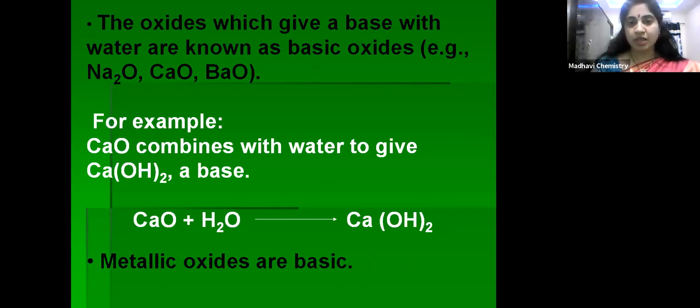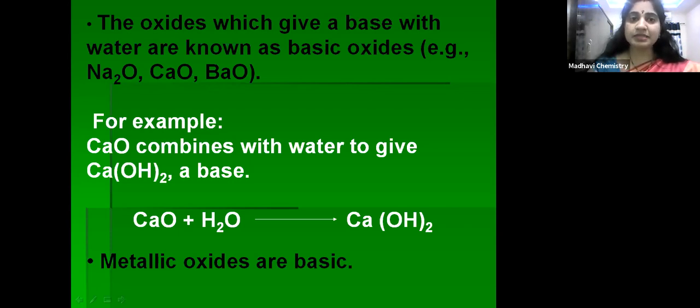We know, children, oxides which combine with water to give acid are called acidic oxides. Now oxides which combine with water to give base are called basic oxides. Very simple thing, is it not? So for example, Na2O, CaO, BaO: sodium oxide, calcium oxide, barium oxide. These are basic in nature.